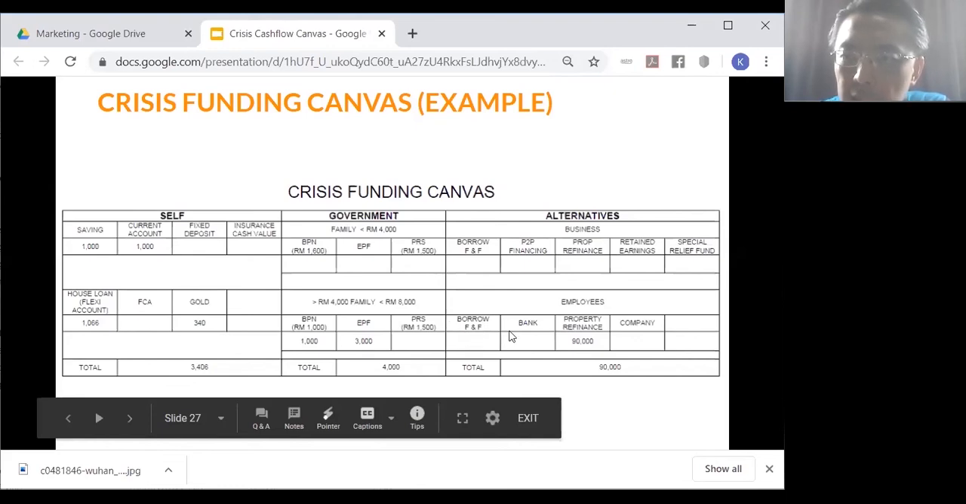For employees, similarly, the only difference is you can go to the bank borrowing personal loan, and you can ask for a loan from a company.